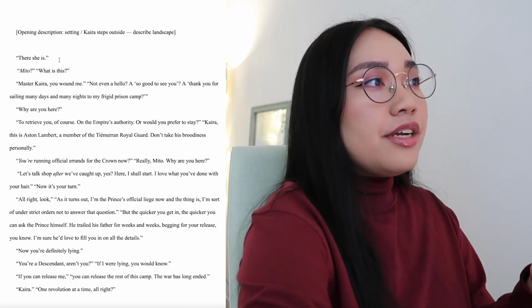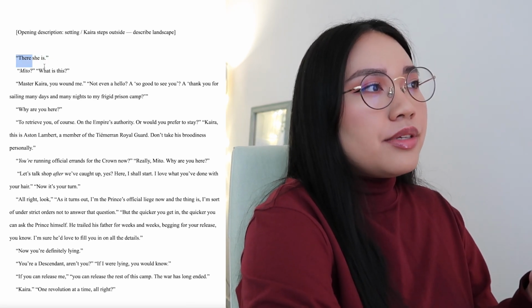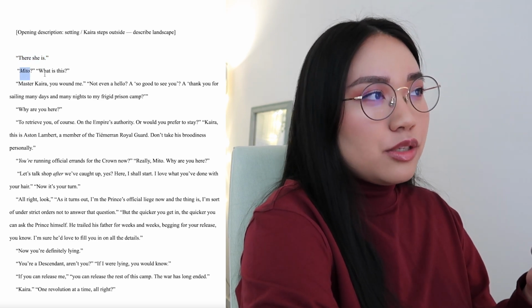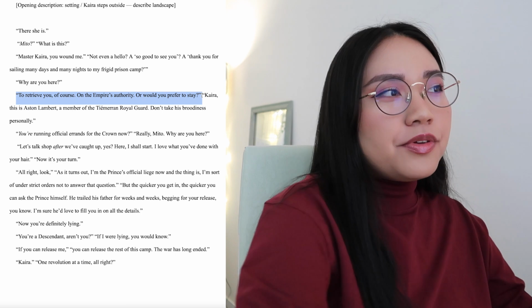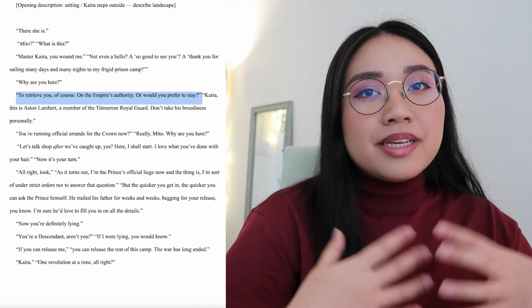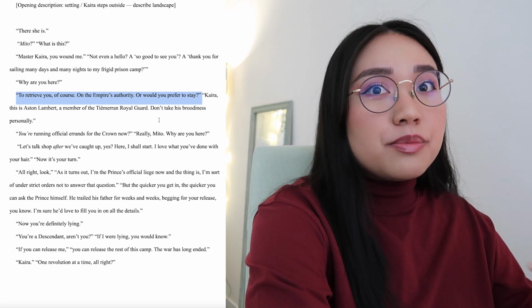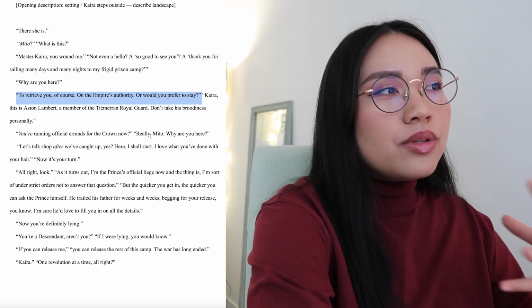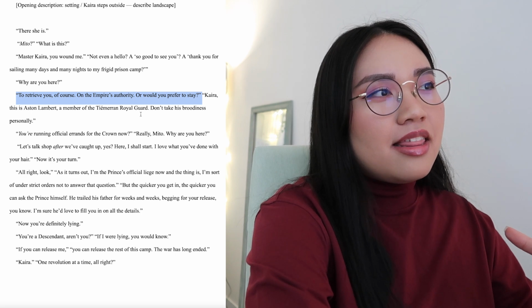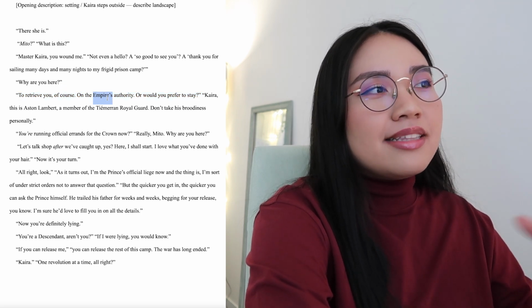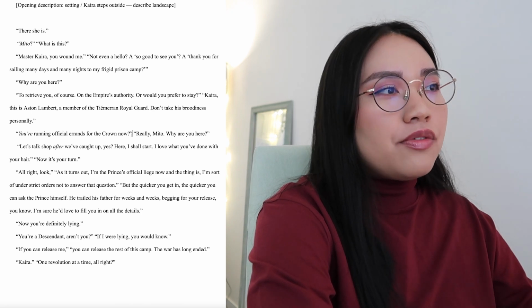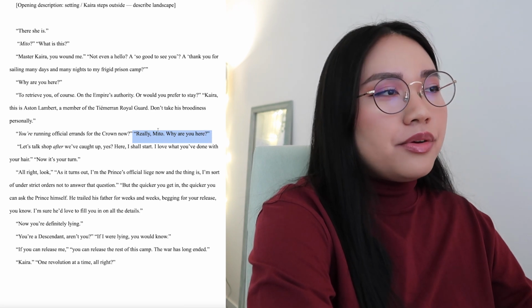So if I look at something like this first line here, "There she is," that's Mito. Then Kyra says, "Mito, what is this?" This is her expressing surprise. And then they go back and forth about the whole situation. Mito is being very dodgy and playful because he doesn't want to tell her the whole story because he's not allowed to. Kyra is very suspicious, and she's told that she's being released on the authority of the Empire, which is an entity that she doesn't trust. So she's just doubtful, and she expresses that doubt.